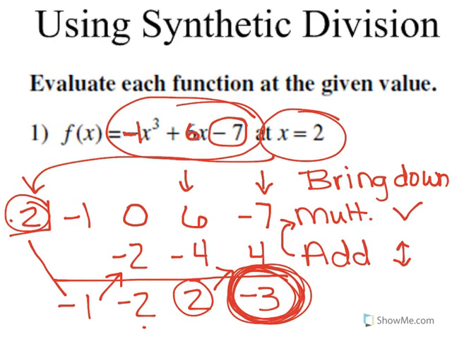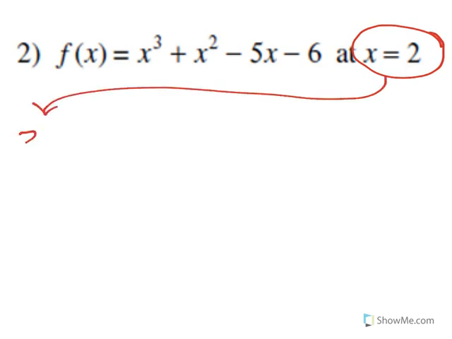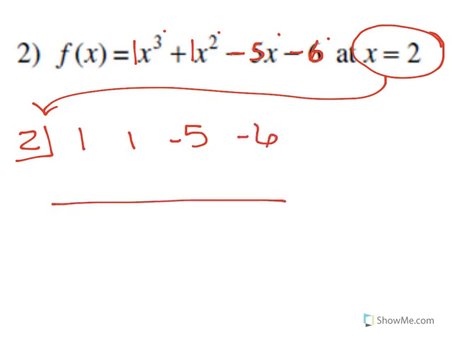Now, I'm going to do number 2 with you also, but then you're going to practice 3 and 4 on your own. So do the same thing. You already know the 0, so you don't have to change the sign. So put your 2 in the box, and look, there's nothing missing. You have an x cubed, an x squared, you have an x, and you have something with no x. So it's okay. Just put the numbers in front. So you have a 1, a 1, a -5, and a -6. Skip a line and draw a line.